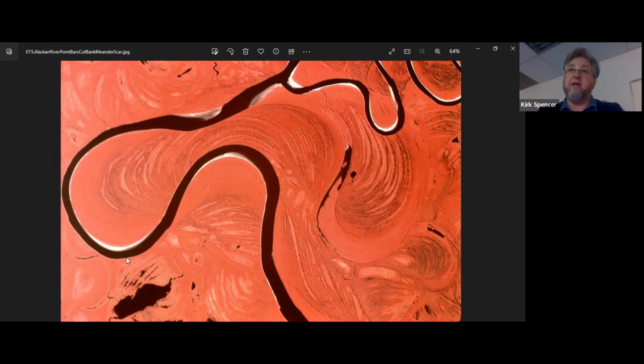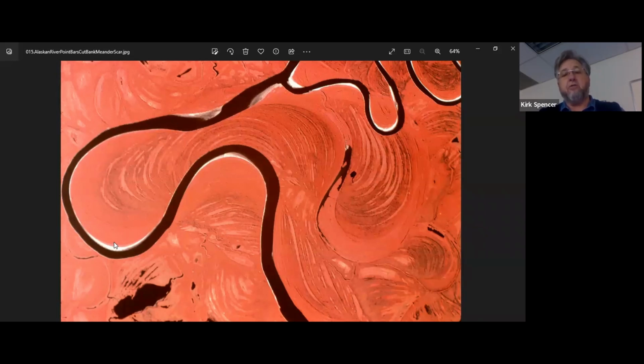So you see the head here? There's the head. And this is the neck. And so it's coming through, it will cut off the head, a neck cutoff. And what happens is rather than the water flowing around this bend, it will take the shortcut through this way. And this bend will be abandoned. Whenever that occurs, that abandoned bend in the river is called a meander scar.